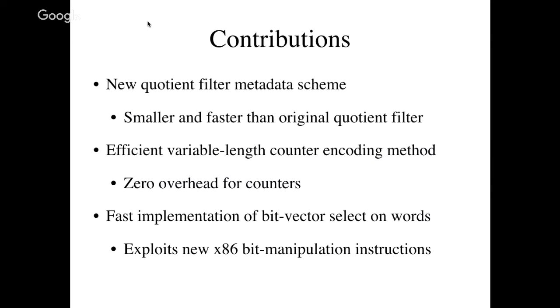There are some other contributions of the paper, which I will quickly go through. The new quotient filter has a new metadata scheme, which is the counting quotient filter, and it uses fewer metadata bits compared to the original quotient filter data structure. It supports variable length counters, as I talked about before, to encode the counters, and it works very well even for a skewed distribution. And we do not have any overhead to store those counters. We just store those counters, but we don't have any extra overhead.